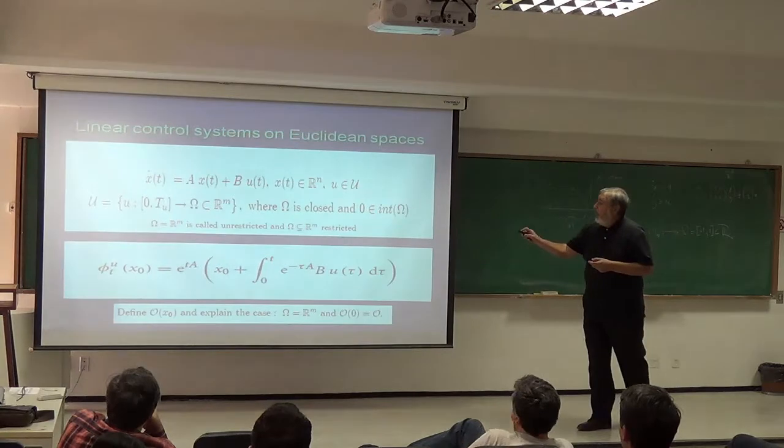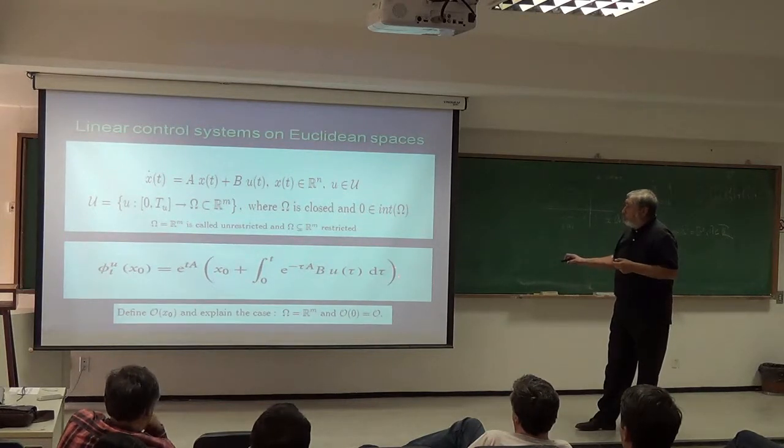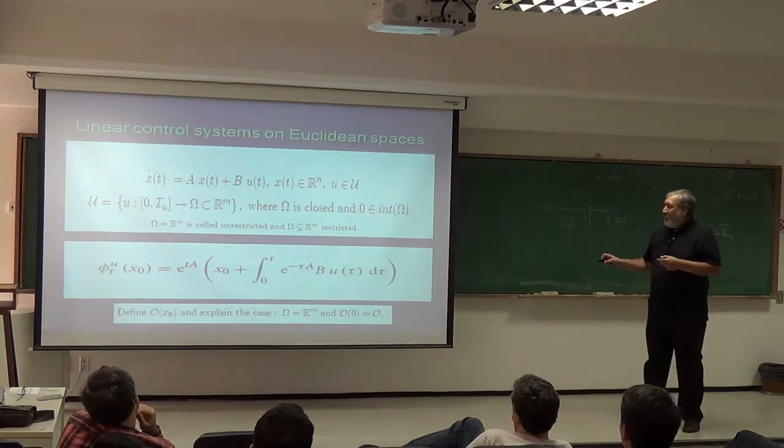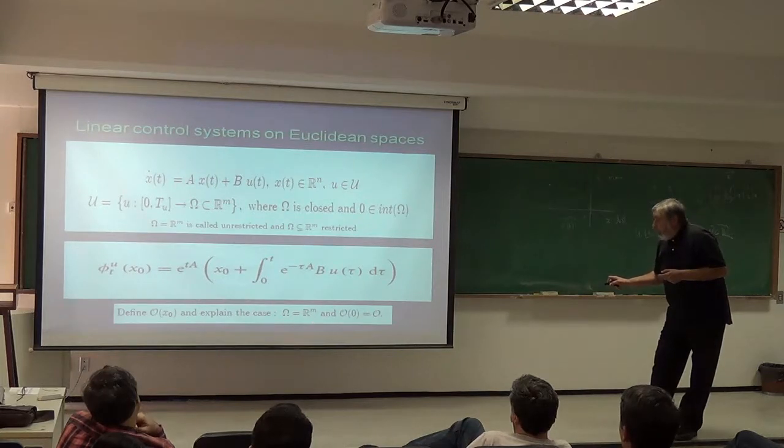So here you see the matrix we defined before. And here is the expression of the solution. This morning, Joao was computing in a very nice way. Something that I want to remark, you have two possibilities for this omega.